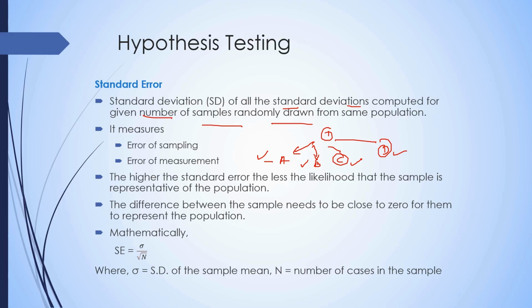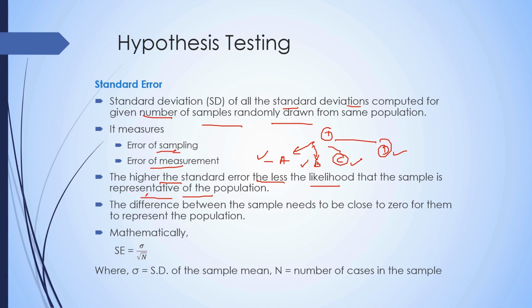It measures error of sampling and it measures error of measurement. So all the standard deviations will give you all the errors that have happened while you were selecting the sample and all the errors that have happened while you were measuring the parameters. The higher the standard error, the less likely the sample is representative of the population. So we said that it measures error in sampling.